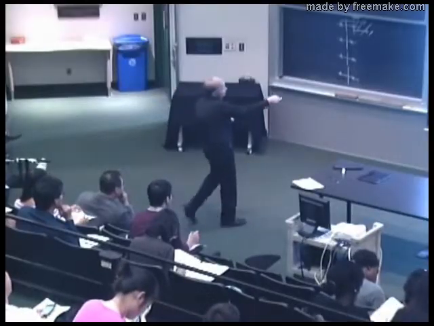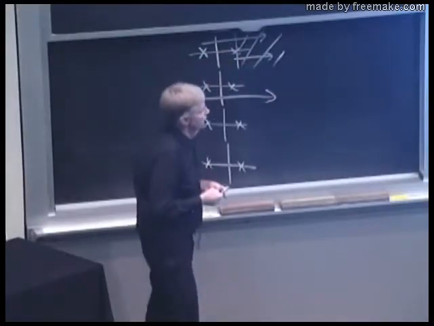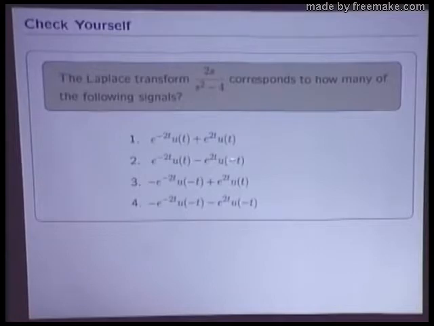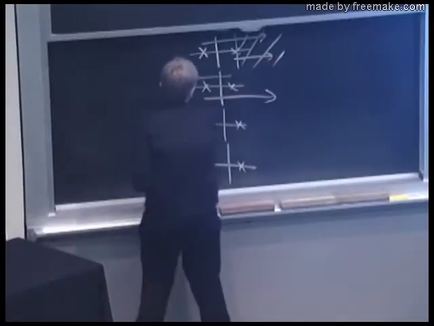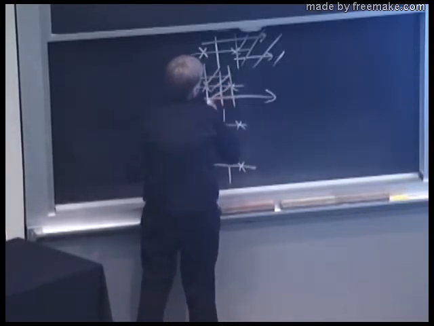So then I have a pole at minus 2 with a right-sided. Okay, so that's this. And a pole at 2, which is left-sided. So that's this. So that corresponds to a region here.